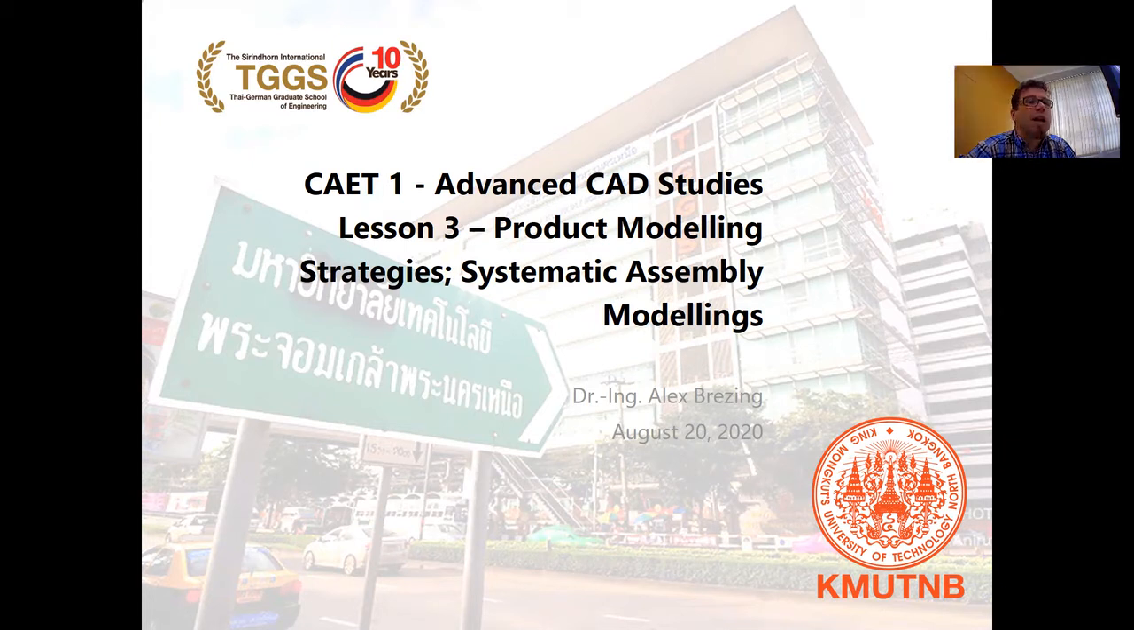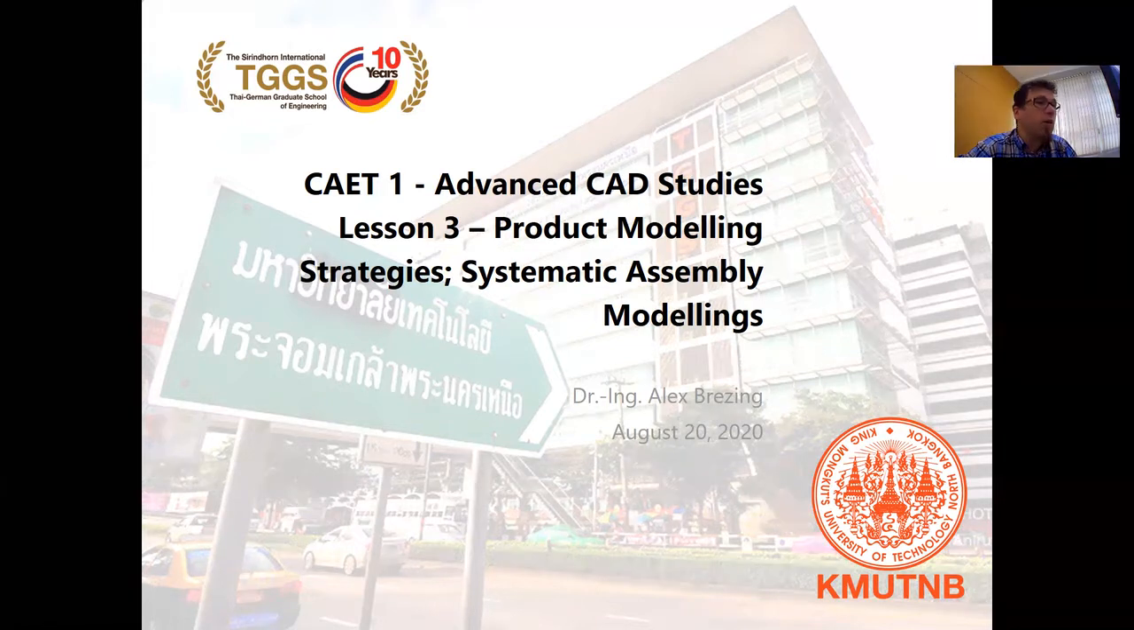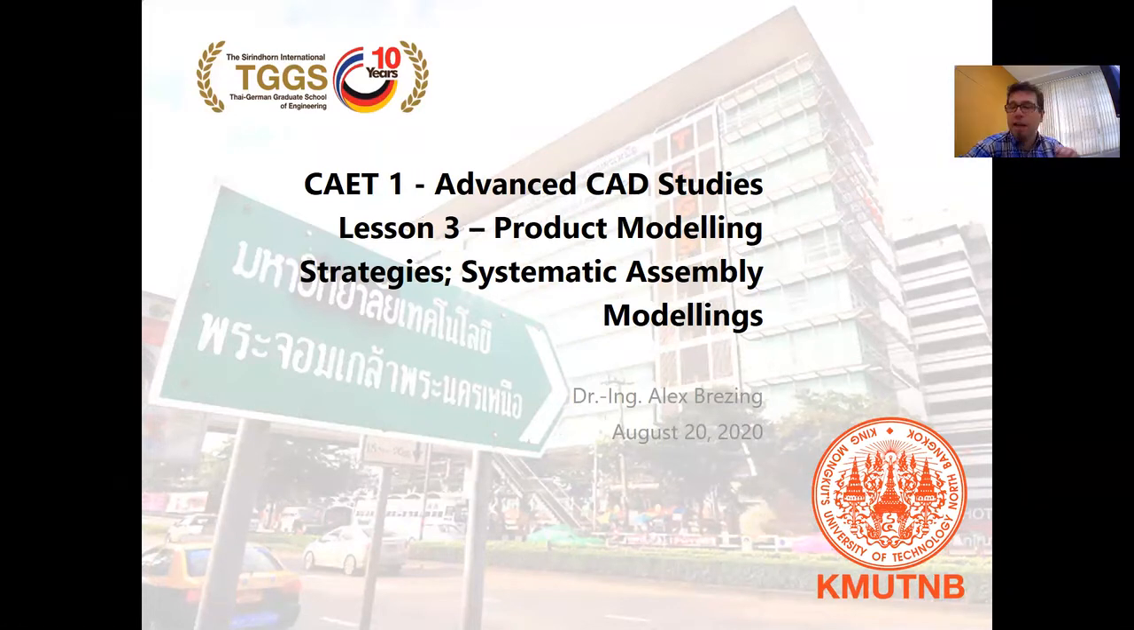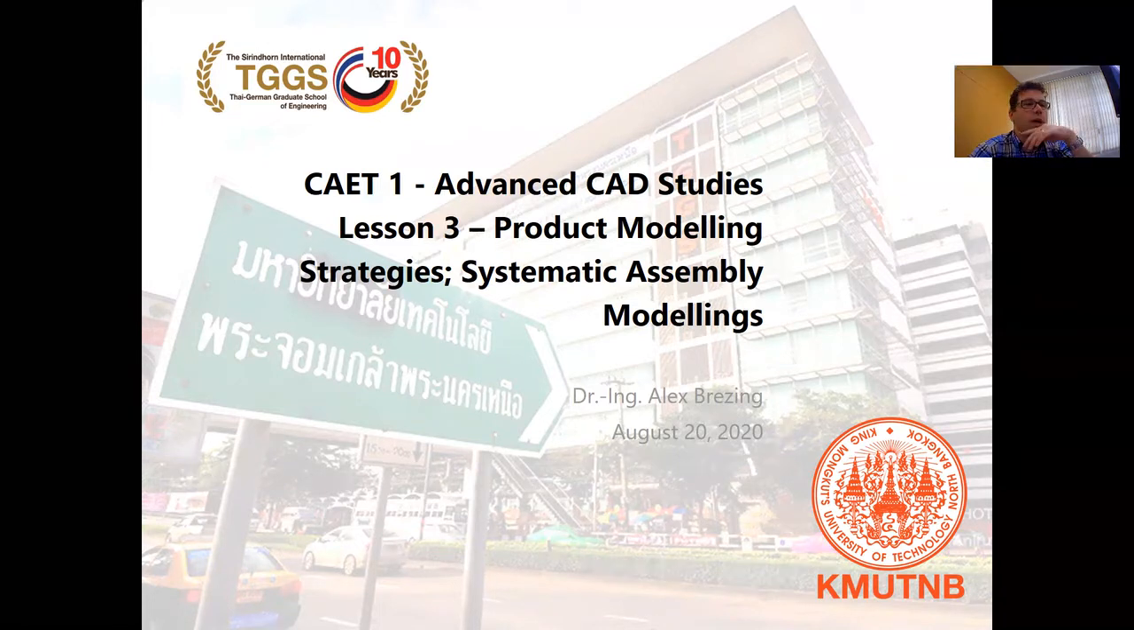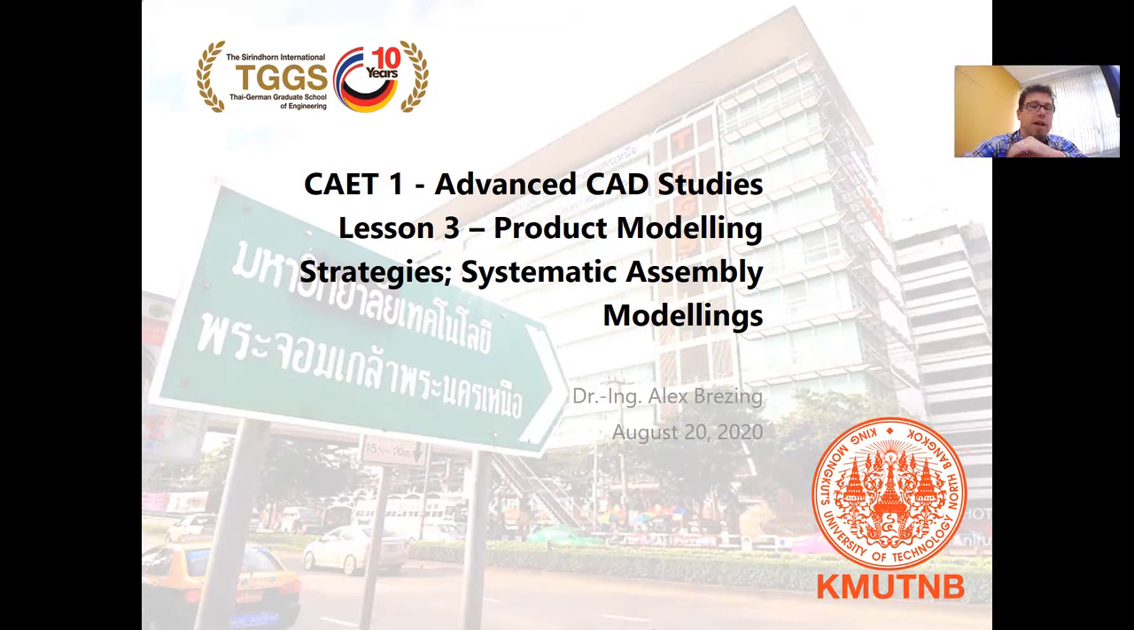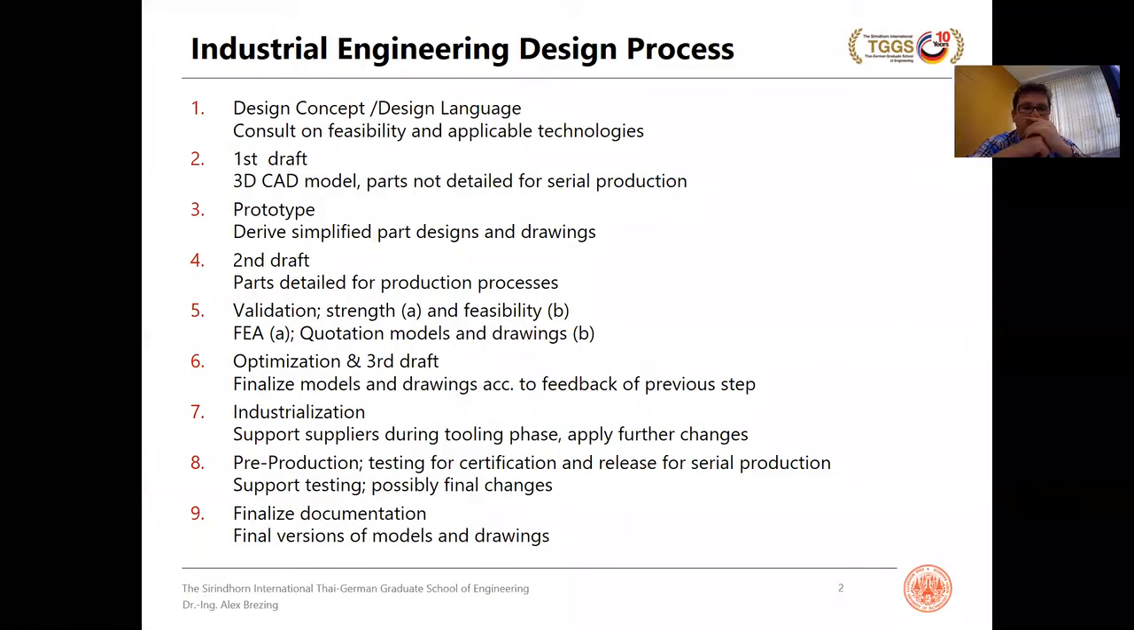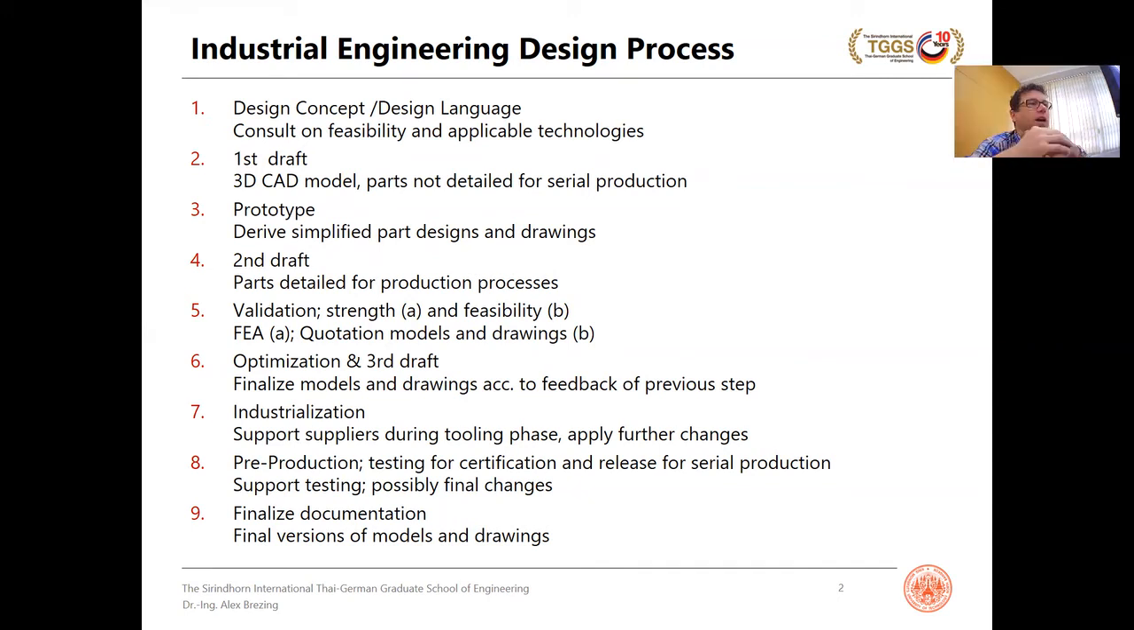Today is the third lesson, or today we'll do the third lesson of CAET1, which is also the third lesson of CREO modeling strategies. And today we'll mostly deal with assemblies and features that will support a proper top-down strategy when modeling with CAD. So in order to start with, I would like to give you an overview of realistic design processes, especially when you are developing consumer goods.